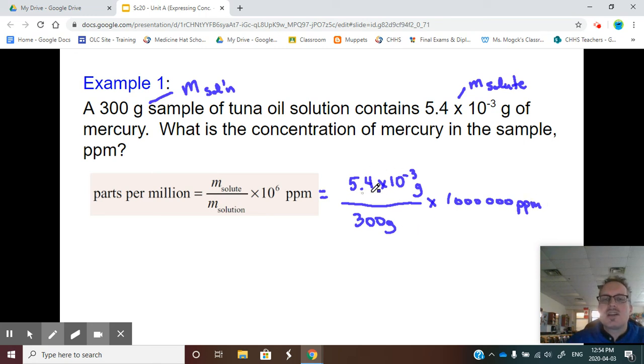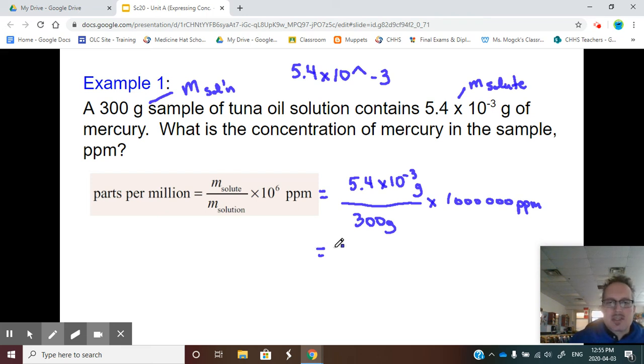Now, if you struggle and you don't know how to type this number in your calculator, type it in as 5.4 times 10, and then there's a little top hat, negative 3. That's how you're going to type it into your calculator. So I'm going to do it with you. 5.4 times 10 to the little top hat, negative 3, enter, divided by 300, enter, times 1 million. And make sure you get all 6 zeros in there.